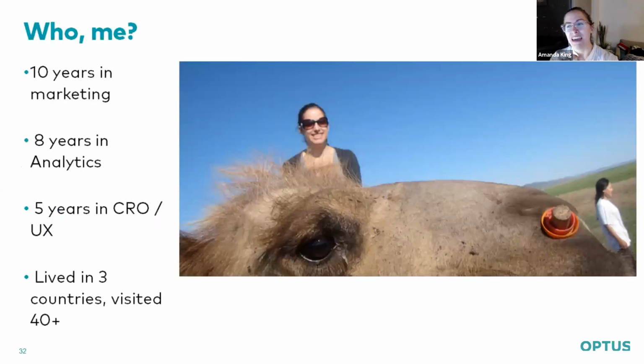And just a little bit about me. I've been in marketing and SEO for 10 years. I've spent about 8 years in analytics. I've got about 5 years in conversion rate optimization, A/B testing, and UX. I've lived in 3 countries and visited about 40. This photo is actually of me in Mongolia, in the little Gobi Desert. And if you can't tell, or if you're curious, I grew up in the United States, so my accent is the East Coast in the US.